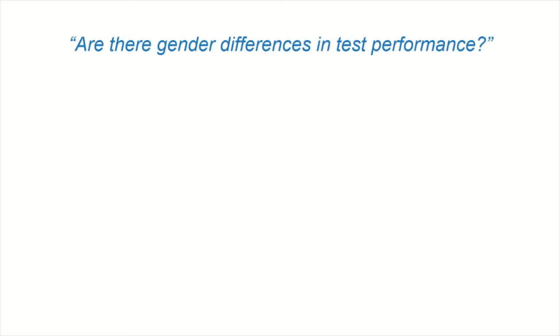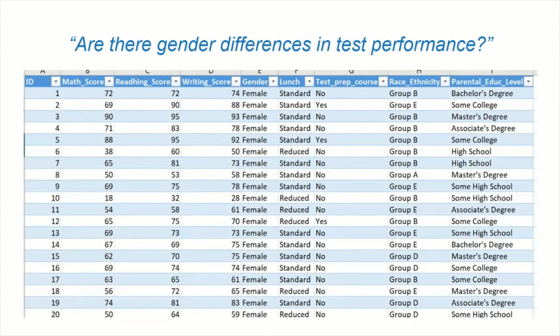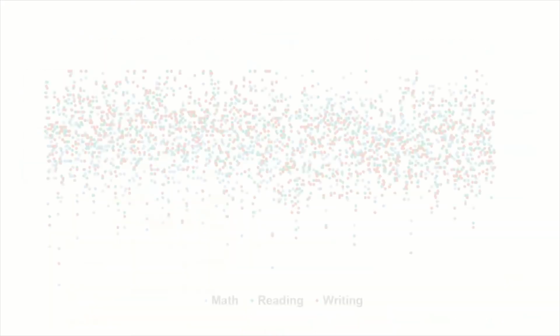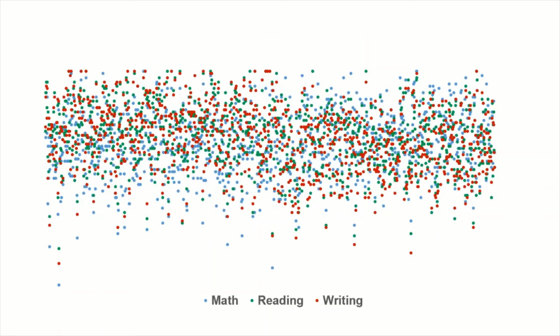When we're trying to find an answer to a question whether there are gender differences in a test performance, first, when looking at the data, we can already tell that variable gender and variable test scores, all three of them, can help us find the answer. We can plot the scores to see how they spread. And since we're interested in the gender differences, we can add the contrast like this as well.